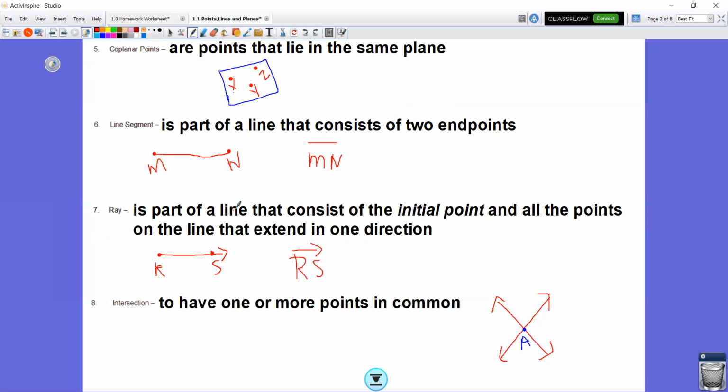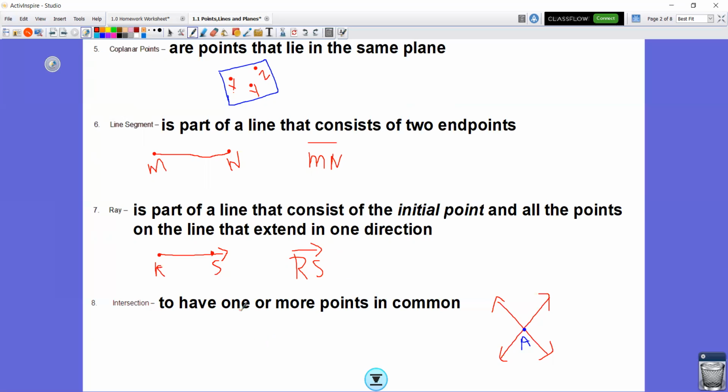A ray is part of a line that consists of an initial point, that's its starting point, and all the points on the line that extend in one direction. So this ray starts at point R and extends all the way through point C and forever in that direction. To name it, we always start with the initial point. When you draw your ray, you want to make sure you're going in that direction from the initial point.